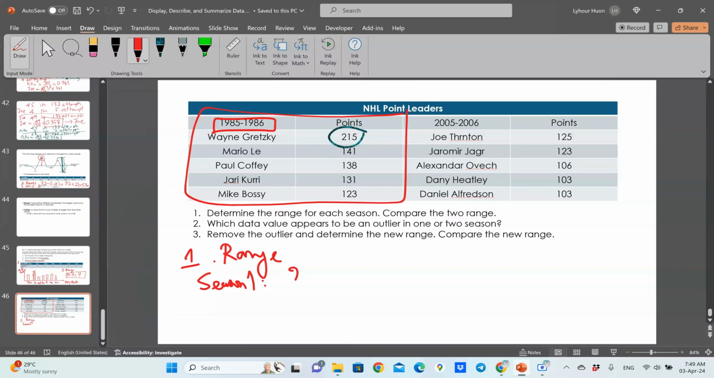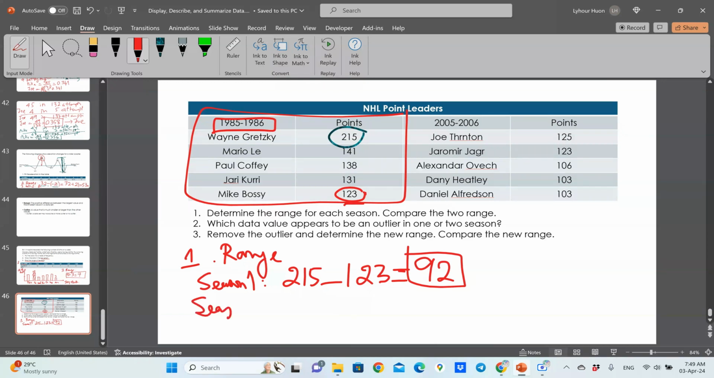215, which is the largest value, subtract the smallest value, which is this one. The point he received, I think this one is the smallest. Yeah, we subtract it. So it's 92. Okay, 92, correct. So the range for season one is 92.